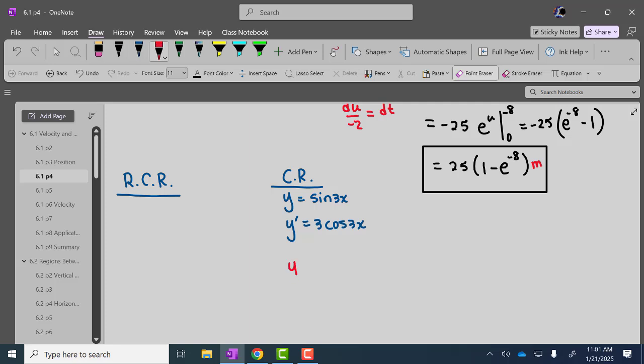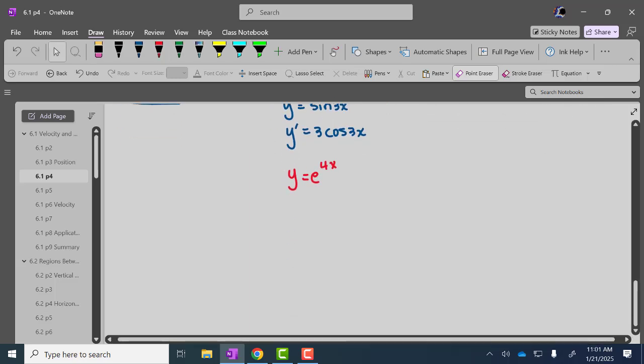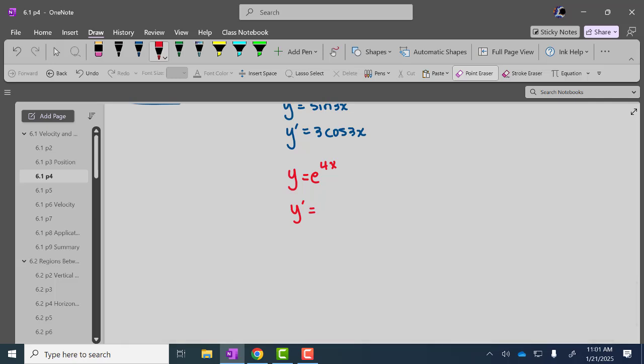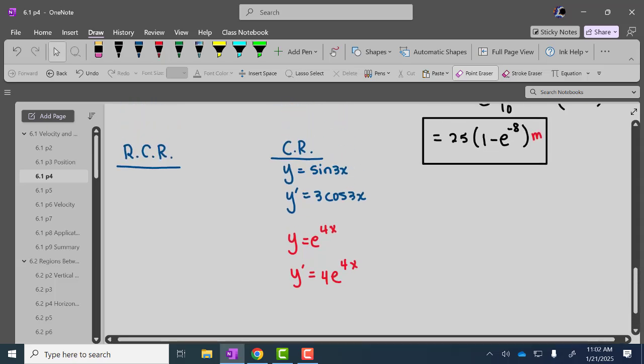Similarly, if we had y equals e to the 4x, the chain rule would say that y prime is equal to e to the 4x itself times the derivative of the exponent, so 4e to the 4x. So that's chain rule. You multiply by the derivative of the inside. The inside is the exponent for an exponential. It's the angle for a trig function. It's what's inside the square root if you have a square root function, the radicand.